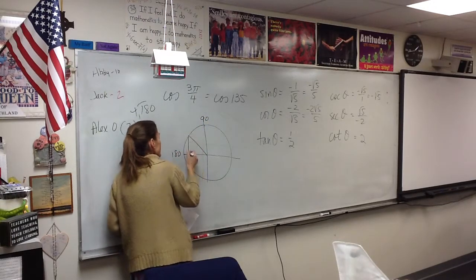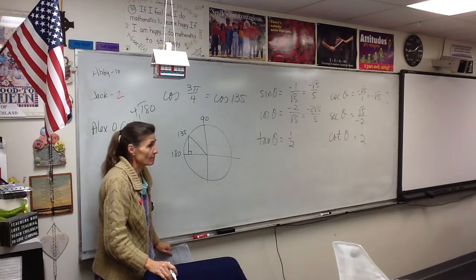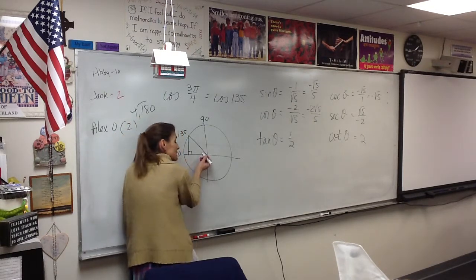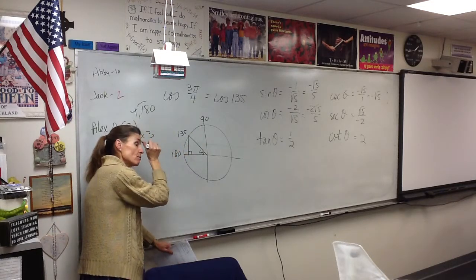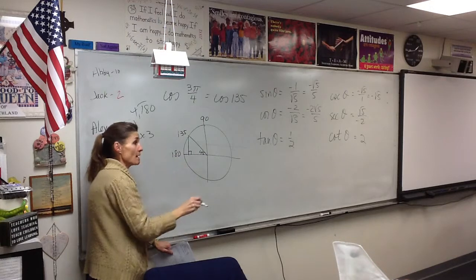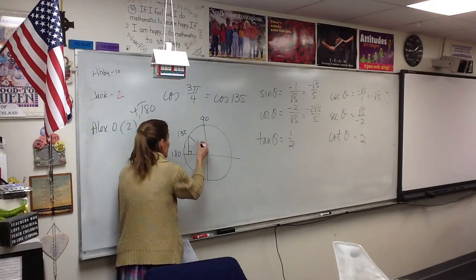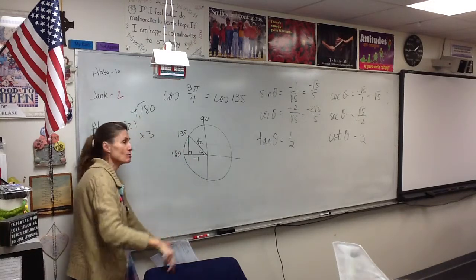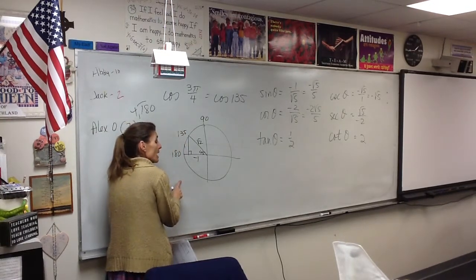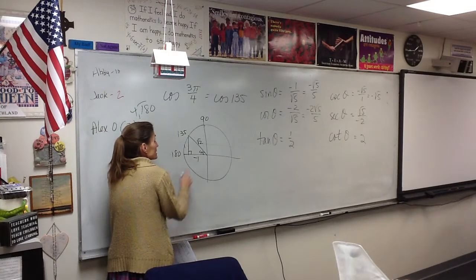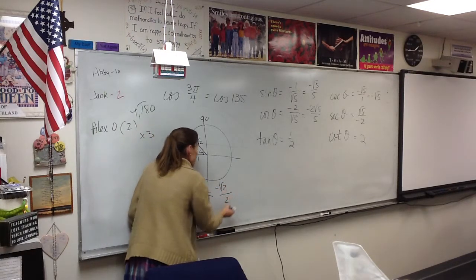135 is over here in quadrant 2. How do I know that? It's between 90 and 180. Now, what's this angle? 45. 135 to 180 is 45. You need to be able to label the sides of this triangle. Adjacent over hypotenuse: 1, root 2. But this is negative 1. It's going to be negative 1 over root 2, which is negative root 2 over 2. Your cosine is adjacent over hypotenuse, so you'll start with this and then simplify it to that.